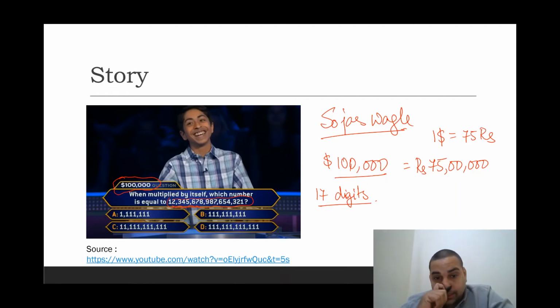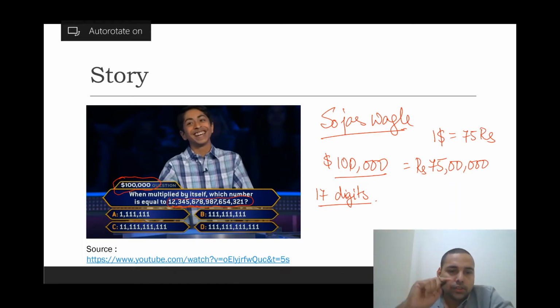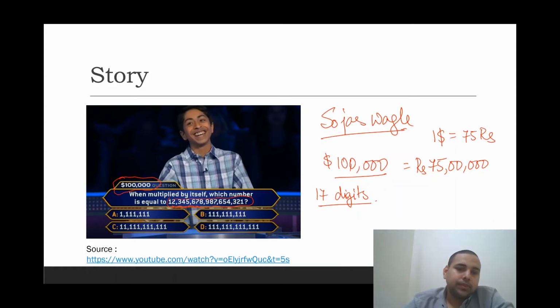Now you see, he's on the panel, playing Who Wants to Be a Millionaire. He's not allowed a calculator. He cannot call someone or look into the computer. He has to answer right then and there. And the techniques that I'm going to teach you today are going to help you answer that question within 5 seconds. So let's see. That's the story.